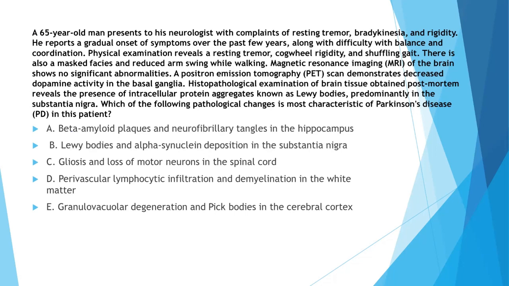Histopathological examination of the brain tissue obtained post-mortem reveals the presence of intracellular protein aggregates known as Lewy bodies, predominantly in the substantia nigra. So, which of the following pathological changes is most characteristic of Parkinson's disease in this patient? Beta-amyloid plaques and neurofibrillary tangles in the hippocampus, Lewy bodies and alpha-synuclein deposition in the substantia nigra, gliosis and loss of motor neurons in the spinal cord, perivascular lymphocytic infiltration and demyelination in the white matter, or granulovacuolar degeneration and Pick bodies in the cerebral cortex.